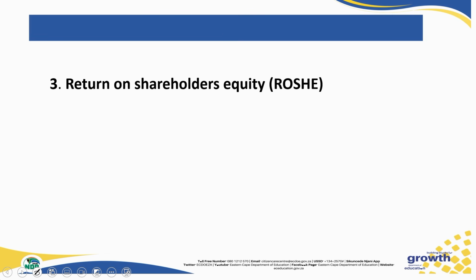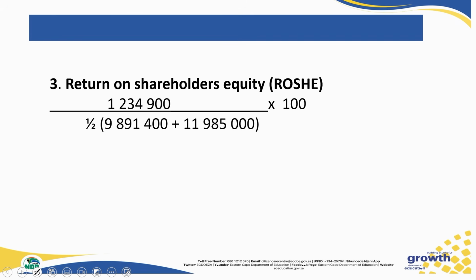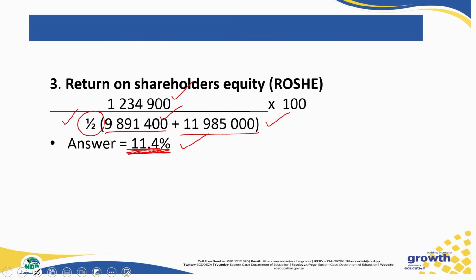Our third one, our return on shareholders' equity. This one we take our net profit after tax and we divide it by the average, so half of opening and closing. This is very important. This would be a mark. This is usually a mark. That's a mark. That's a mark. And our answer is a percentage, which is 11.4. So this can be a good 4 to 5 marks question.